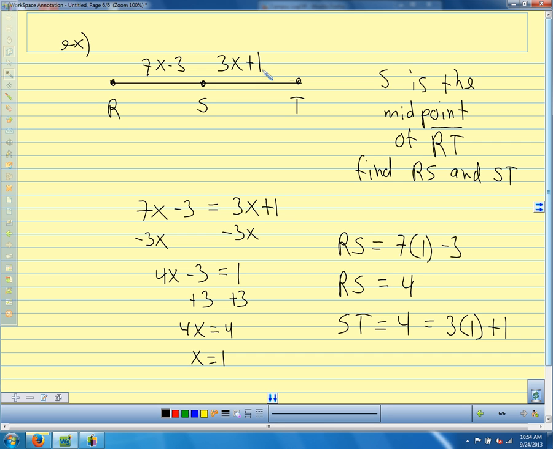We could have the same kind of setup where it gave us the length of the whole segment, and we needed to find the individual pieces where we have a midpoint. Same kind of problem, but we just set the two parts equal when we have a midpoint. That's the difference. When we have segment addition, we add the two small parts. When we have a midpoint, we're setting the two parts equal. Same kinds of problems, just slightly different setup.